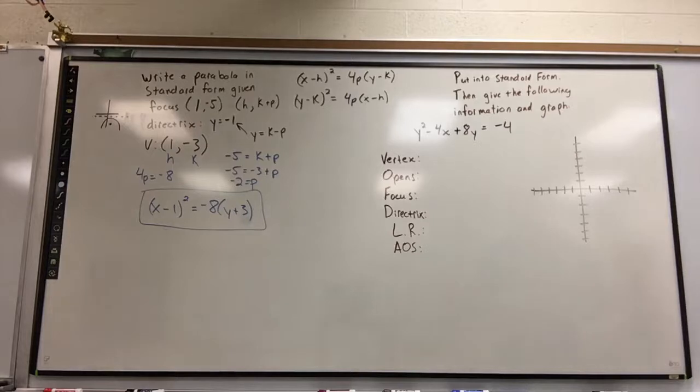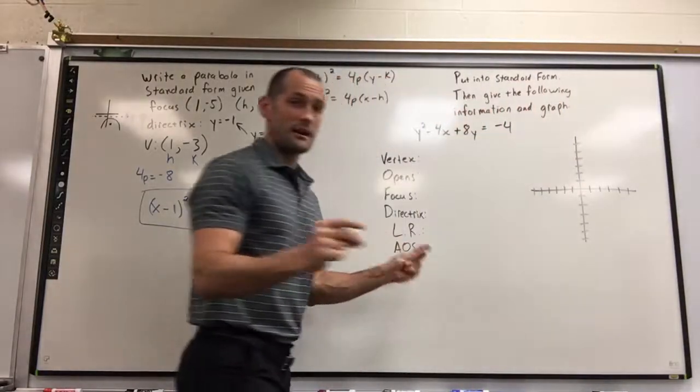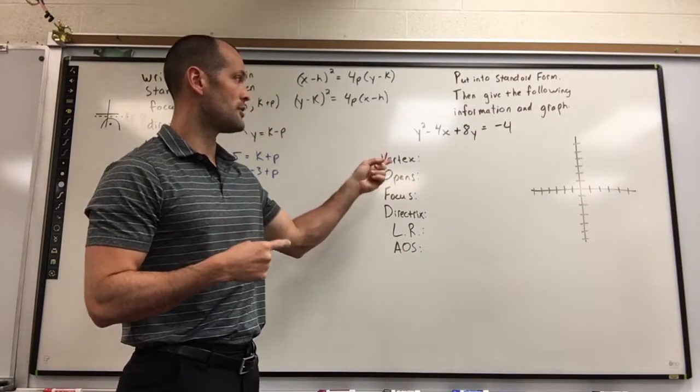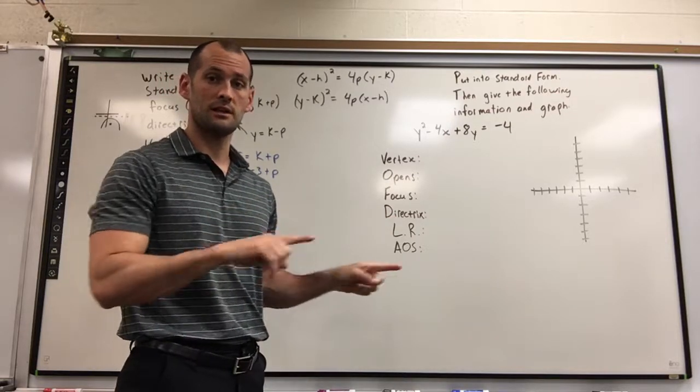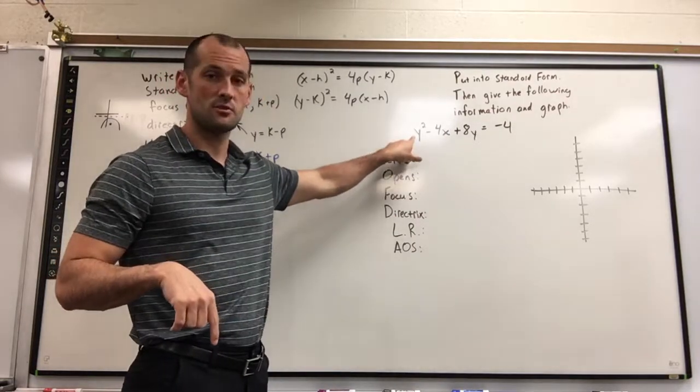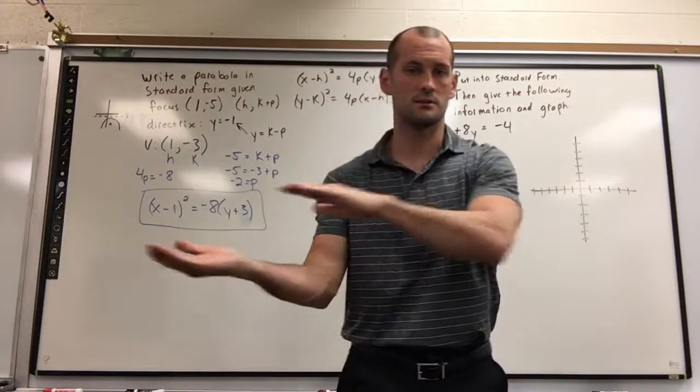All right, we're given an equation in this one. It says put this into standard form, then give the following information and graph. Okay, right off the bat, look at it: y squared minus 4x plus 8y equals negative 4. Which way is it opening? Up, down, left, or right? The y is squared. So right away I know it's horizontal, okay?